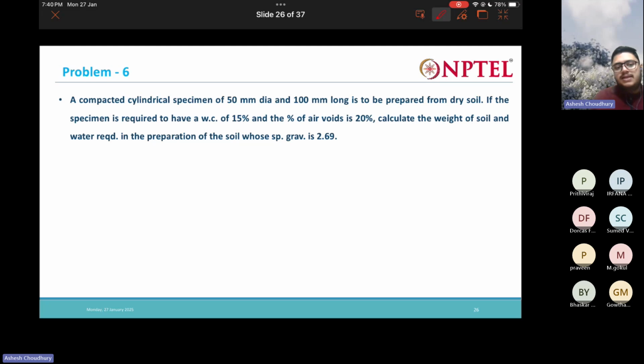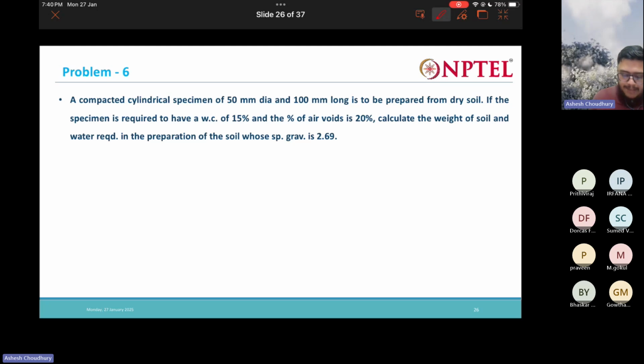A compacted cylindrical specimen of 50 mm diameter and 100 mm long is to be prepared from dry soil. If the specimen is required to have a water content of 15% and the percent of air voids is 20%, calculate the weight of soil and the water required in preparation of the soil whose specific gravity is 2.69.